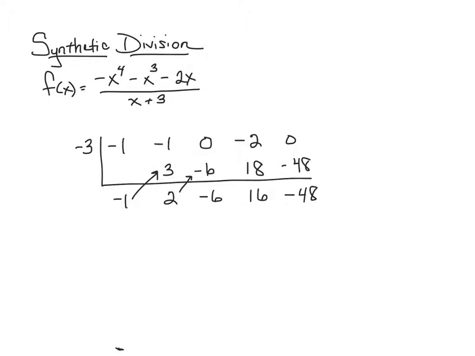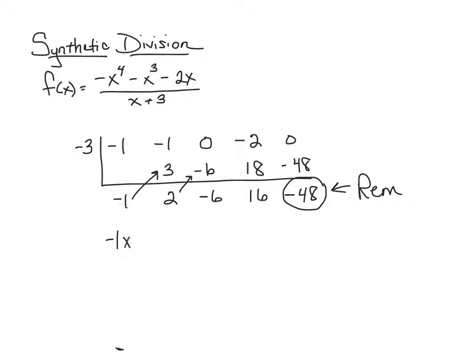Okay, so we've completed the process, and we just need to write our answer. The last number that we get is always our remainder. The other numbers are the coefficients of each term in the quotient. So we'll start with the first one, which is -1. We're basically just going to put the x's back into the problem.